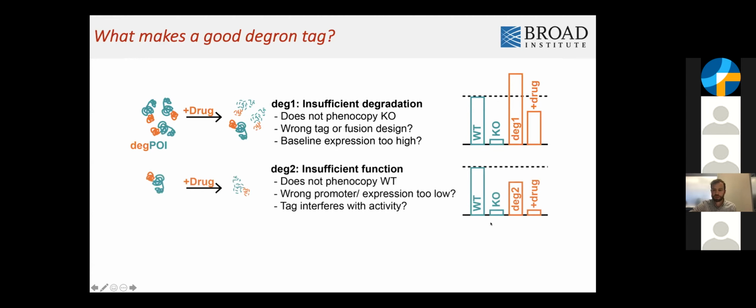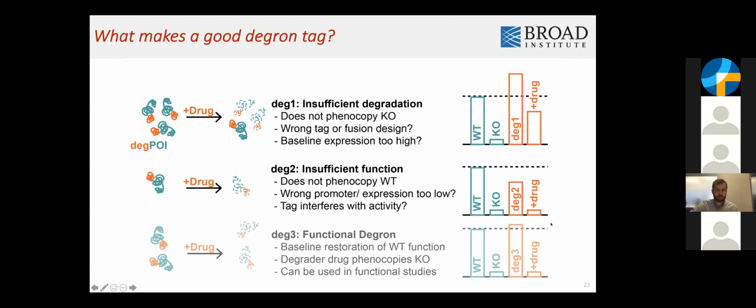A second situation is where you have insufficient function with your degron tag. Perhaps the tag is interfering with activity, or perhaps your baseline expression is just too low. So it doesn't matter what happens after you add the drug; if you're at baseline, you're not actually rescuing the wild type activity. Nevertheless, we feel that testing multiple strategies in parallel is a good way to get to this ideal situation 3, where your degron-tagged protein is fully rescuing the wild type activity, and addition of the drug can allow you to toggle between the wild type activity and a knockout activity.